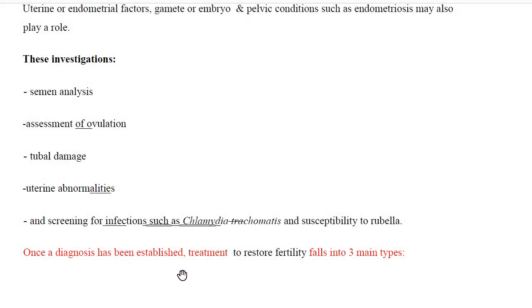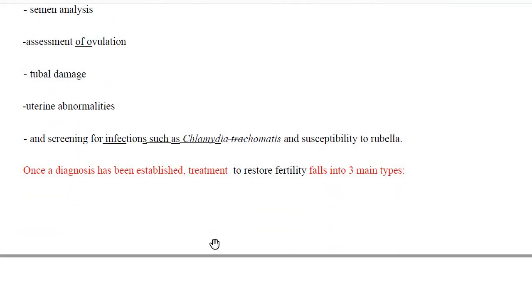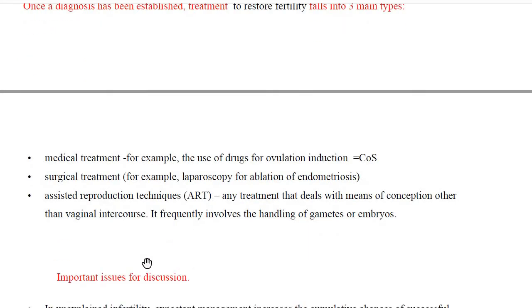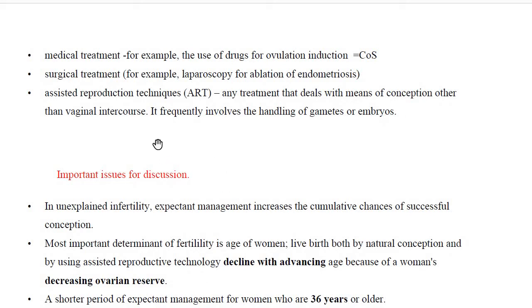diagnosis has been established, treatment to restore fertility will fall into three main types. Like we can give medical treatment, for example, by the use of drugs for ovulation induction. This is called controlled ovarian stimulation. Surgical treatment, for example, laparoscopy for ablation of endometriosis. Then assisted reproductive techniques, like ART. So any treatment that deals with means of conception other than vaginal intercourse is called assisted reproductive technique. Like things are not occurring in a natural manner. So it frequently involves the handling of gametes or embryos.